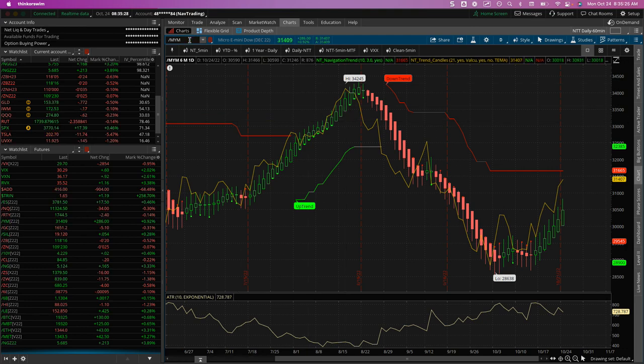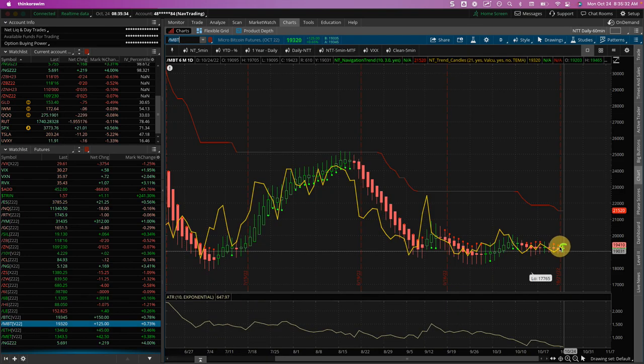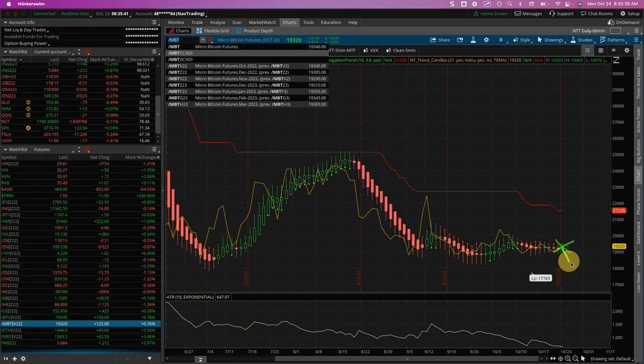Bitcoin. I'm short Bitcoin on a sell the rip. Now the candle just flipped back to green today. So if it stays green, I will close it. If it pushes lower and turns red, I will keep it.